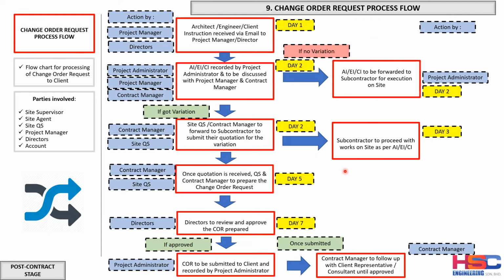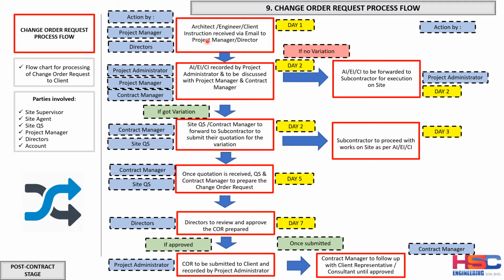Okay, next, this is the change order request process flow. If there is any variation, the change order is always about the variation given or the new instruction given by the client or whoever the stakeholder involved in the project. This is a flow chart for processing a change request order to the client. The people involved will be the site supervisor, site agent, QS, project manager, director, and the account department.